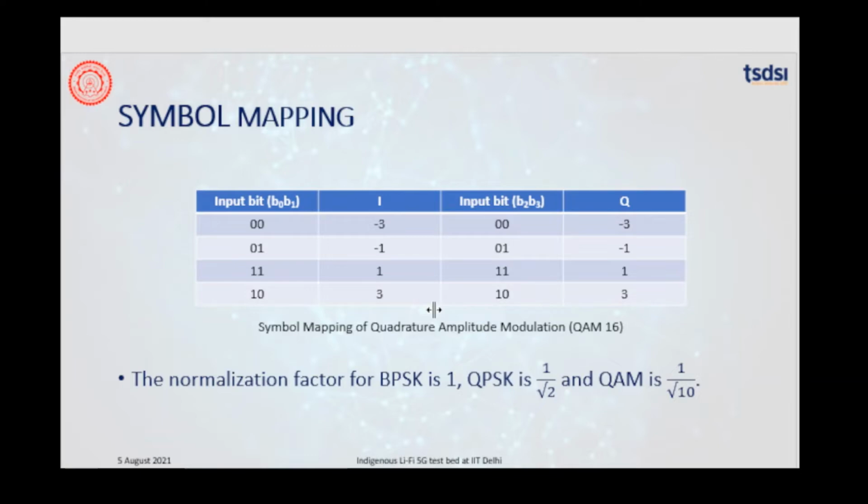Similarly for the Q channel, we have the bit to symbol combination. Then by using the I and Q combination, we can obtain all 16 bit to symbol combinations for 16-QAM. Now all the constellations do not have unity power. So to normalize the power, we use a normalization factor. In case of BPSK, this normalization factor is 1. In case of QPSK, it is 1 by root 2. And in 16-QAM, it is 1 upon root 10.